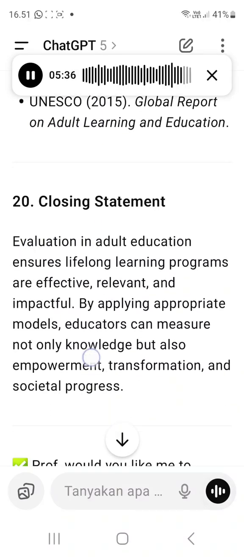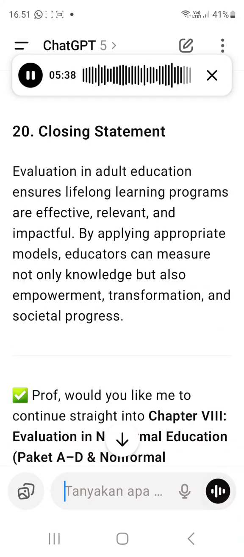20. Closing statement. Evaluation in adult education ensures lifelong learning programs are effective, relevant, and impactful. By applying appropriate models, educators can measure not only knowledge but also empowerment, transformation, and societal progress.